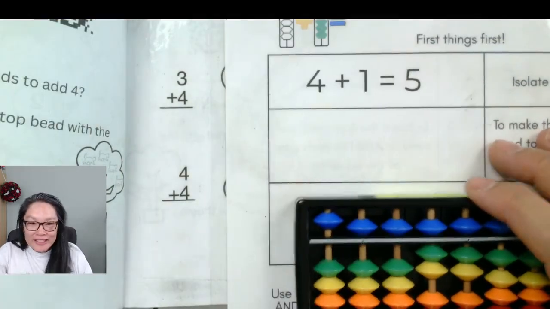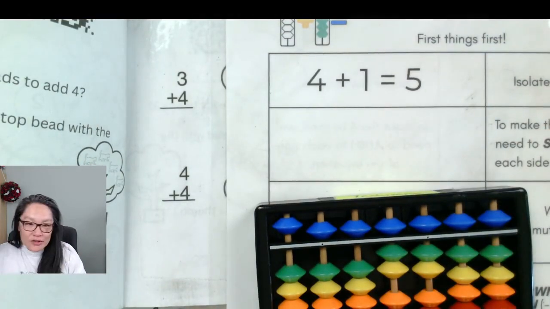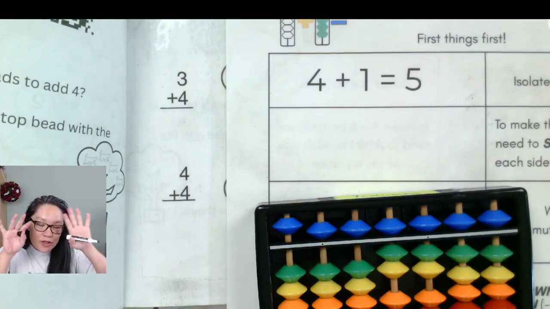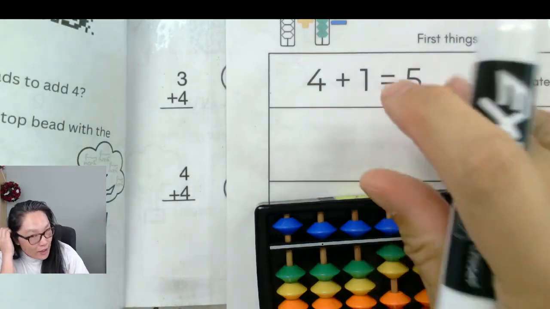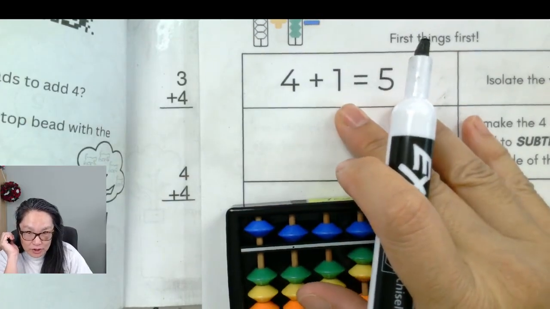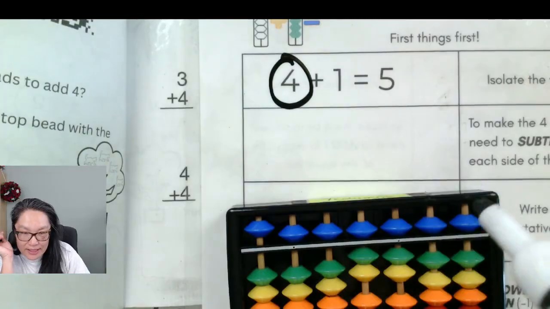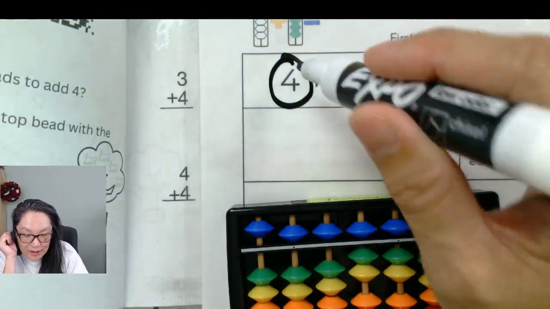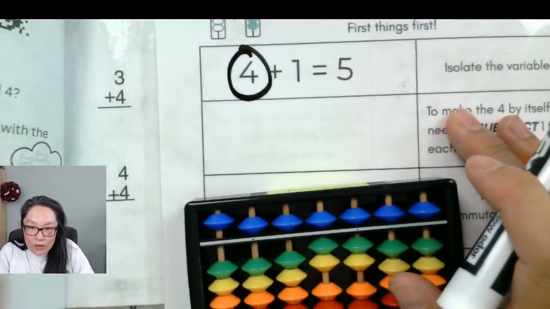Okay. So what we're going to do is begin understanding how to do algebra. With Abacus, we're going to introduce this thing called isolating a variable. Why are we doing that?